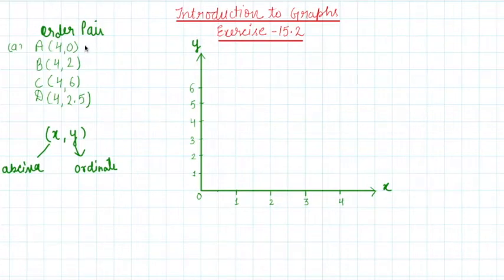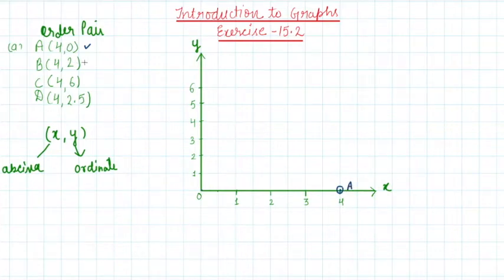The first ordered pair is (4, 0). It means on the x-axis it is 4 and on the y-axis it is 0. So this is going to be the position of the first ordered pair, because on the x-axis 1, 2, 3, 4 and on the y-axis 0. It means this is the only position. So this is my point A.